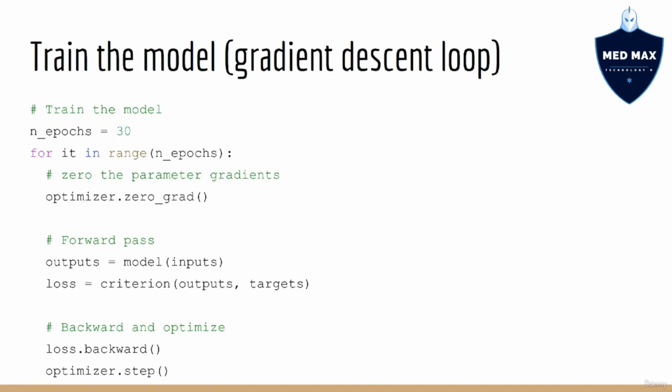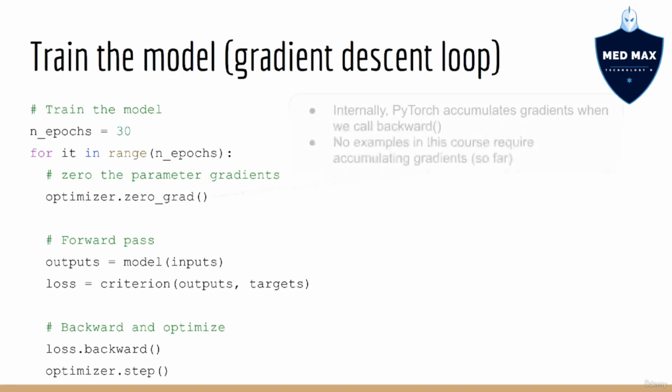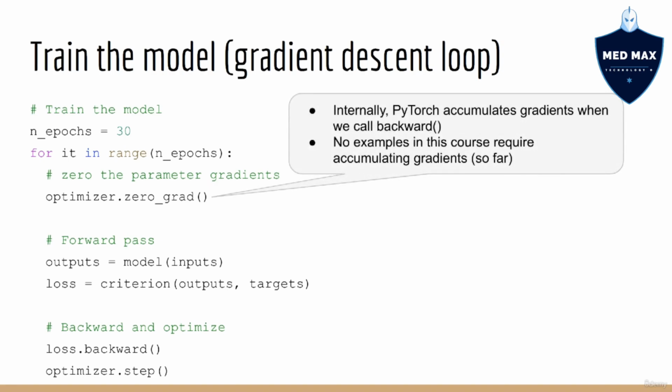If you want to know what it does, then what we can say is that, internally, PyTorch accumulates gradients whenever you call loss.backward, which is a line that shows up later in this loop. Personally, I would not worry about that because 99% of the time, we'll be doing exactly what you see here, and so far, none of the examples in this course require you to actually accumulate gradients. The rest of the steps are relatively straightforward.